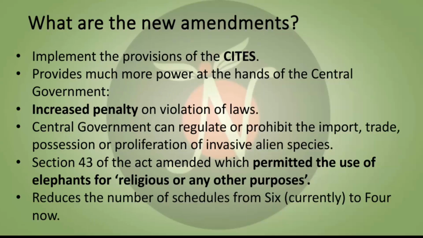So we will see what the new amendments are. They implement the provisions of CITES. It provides much more power in the hands of the central government. There is an increased penalty on violation of the laws. The central government can regulate or prohibit the import, trade, possession or proliferation of invasive alien species. Section 43 of the Act is amended, which permitted the use of elephants for religious or any other purposes. It reduces the number of schedules from 6 to 4 now.